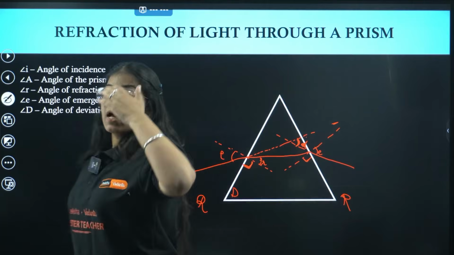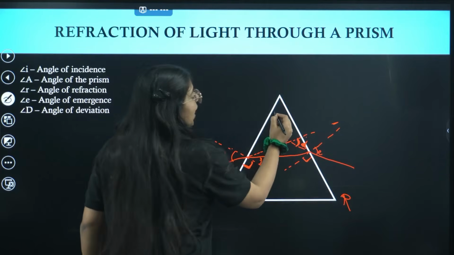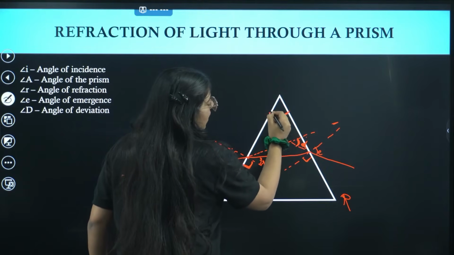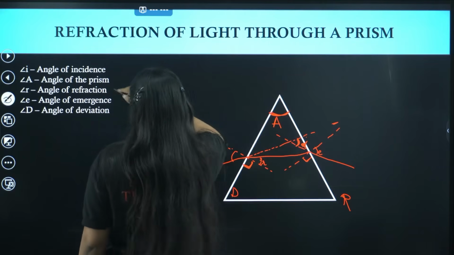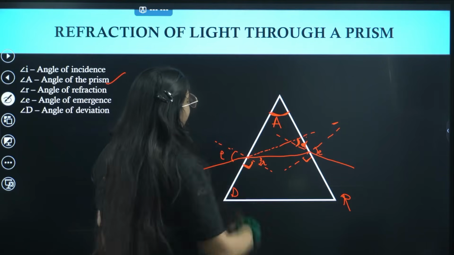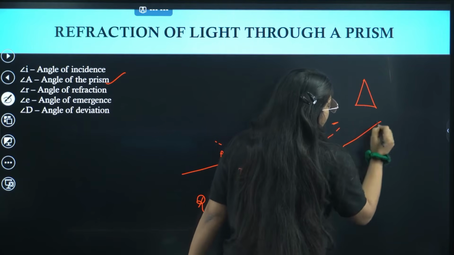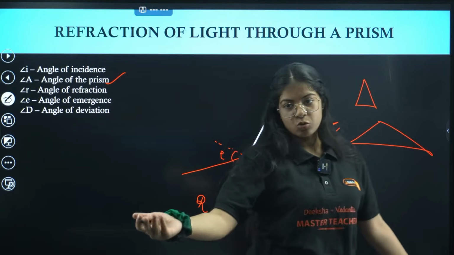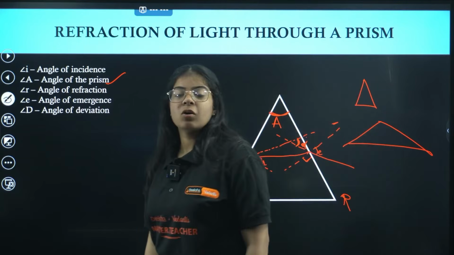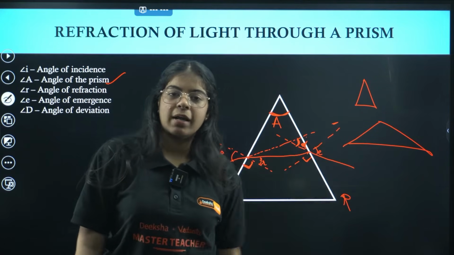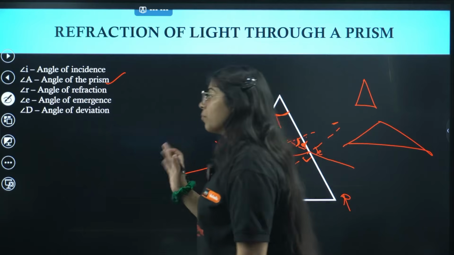One more thing, this is a prism. So this A is called the angle of the prism. This prism can be like this, right, and this prism can be like this. That is true, right? So depending on that, this particular angle is called the angle of prism.